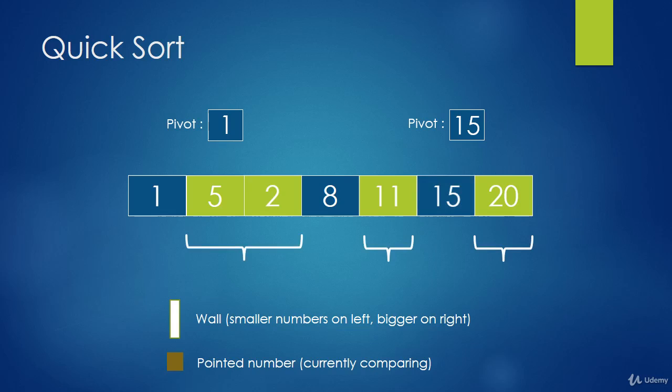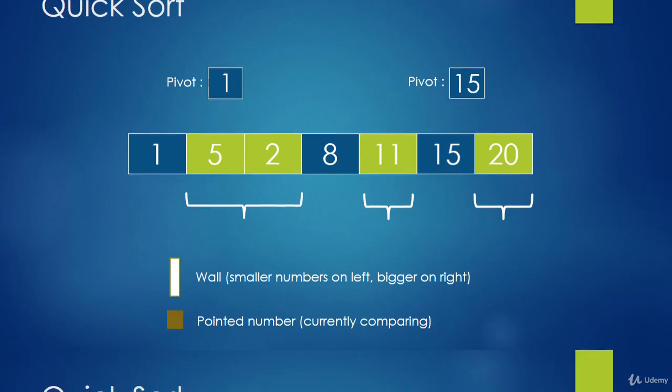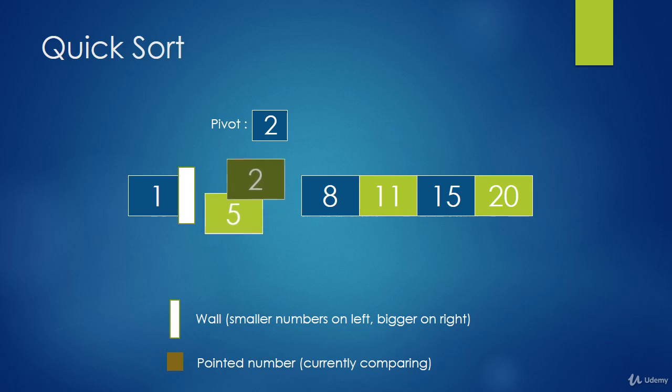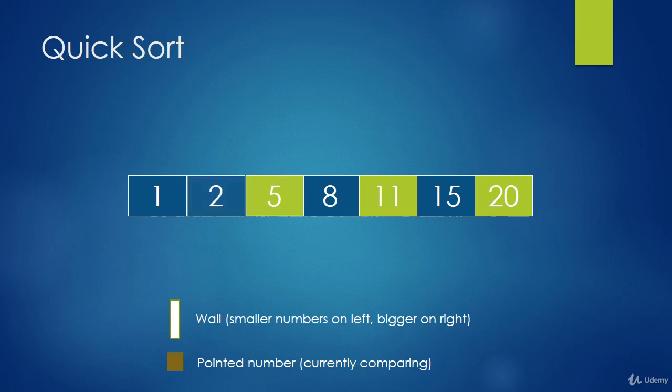So we recursively call quicksort on the left and right side of our pivots. Once again, let's take care of the left side first. Let's pick our pivot, in this case 2, and compare it to 5. 5 is bigger, so we do nothing. And once again, we have to put our pivot in its correct place. And we will do that by swapping 2 and 5. Now we know that 2 is in its correct place.